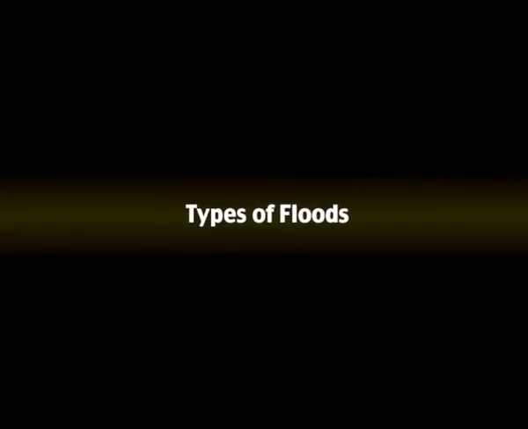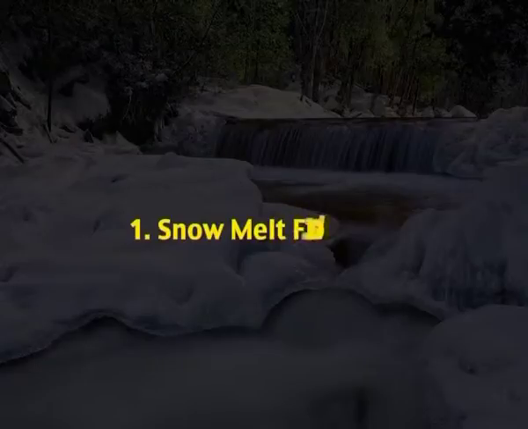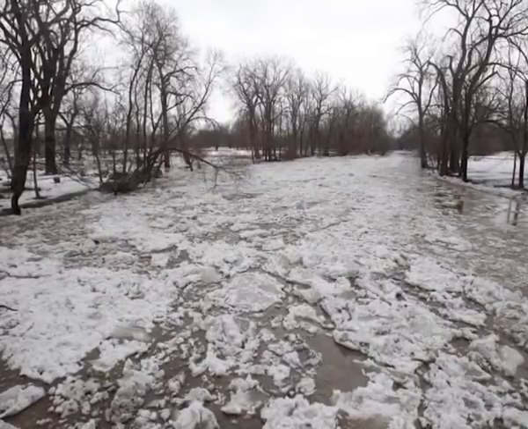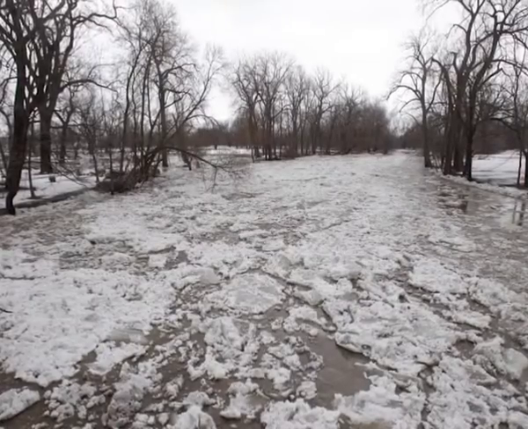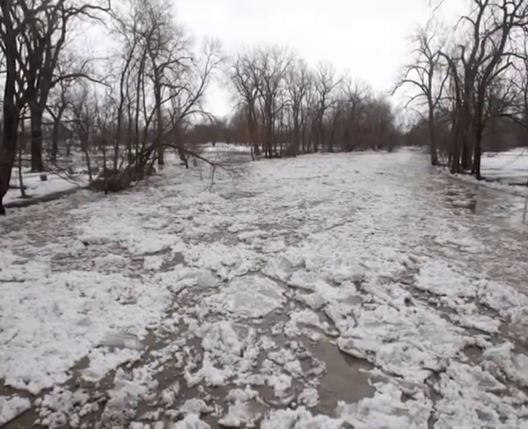Types of flood. Point number 1. Snow-melt floods. Precipitation in the form of snow does not produce runoff or infiltrate into the soil, but waits until the snow melts, which means that several months of precipitation can accumulate above the soil surface.